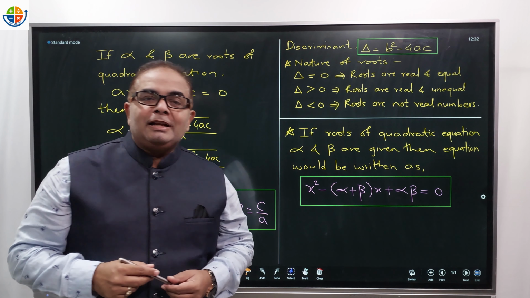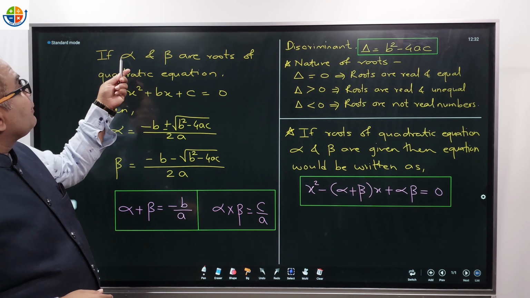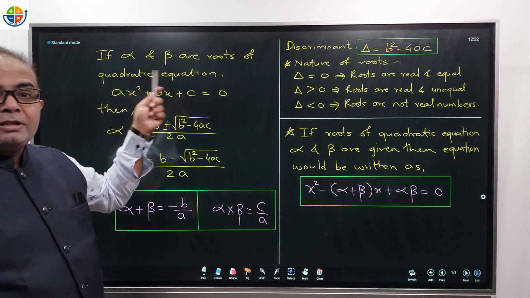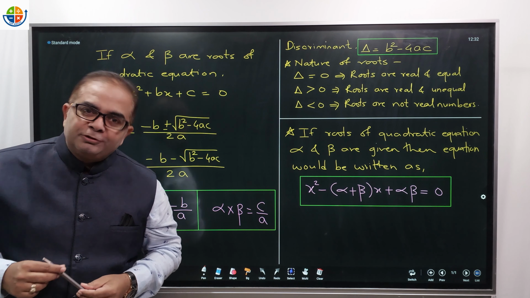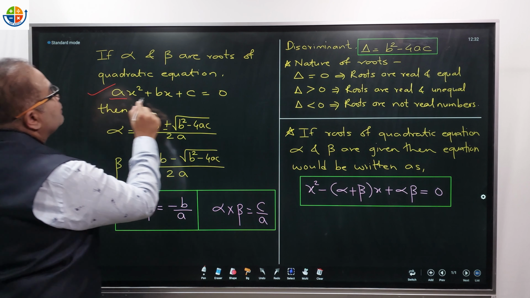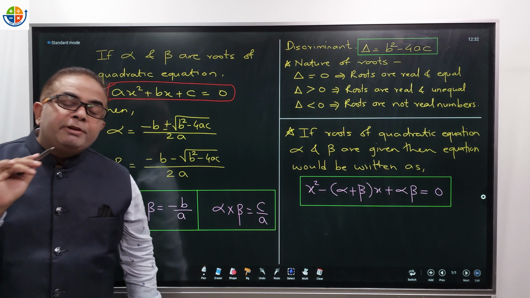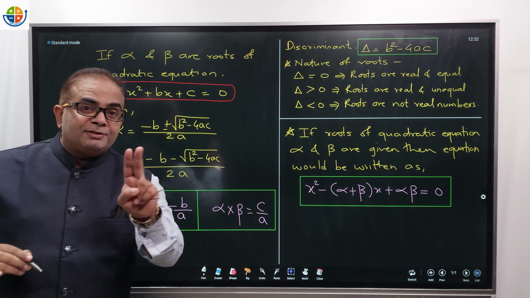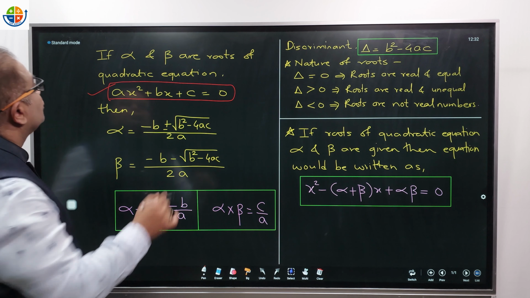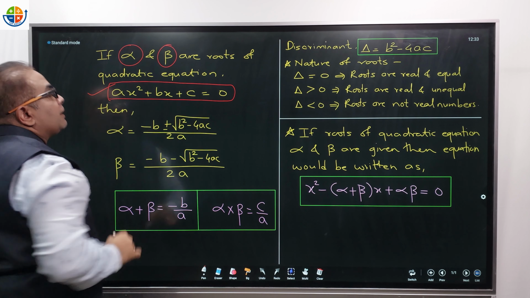Welcome friends. Today let's learn concepts of practice set 2.5. If alpha and beta are the two roots of the quadratic equation ax square plus bx plus c is equal to 0. We know ax square plus bx plus c equals 0 is called the general form of a quadratic equation. When we solve the quadratic equation, we get two answers. Those two answers are called roots of that quadratic equation, right? So let's say one root is alpha and the other root is beta.